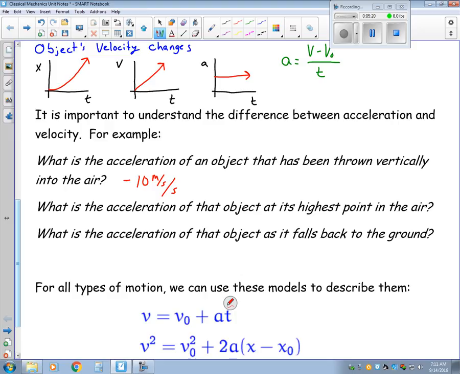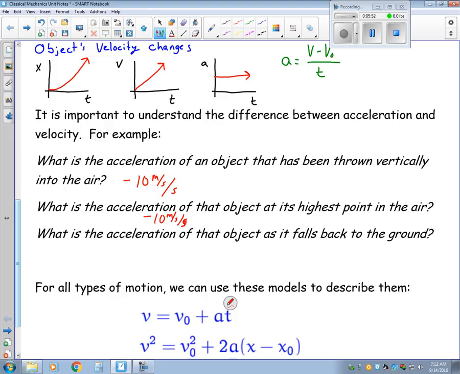What is the acceleration of the object at its highest point? Now, if you think about it, it stops at its highest point. The velocity is 0 at its highest point. So many people think, oh, the acceleration must be 0 because it's not moving. That's a misunderstanding. At the very top of the arc, its acceleration is not 0. Its acceleration is still -10.